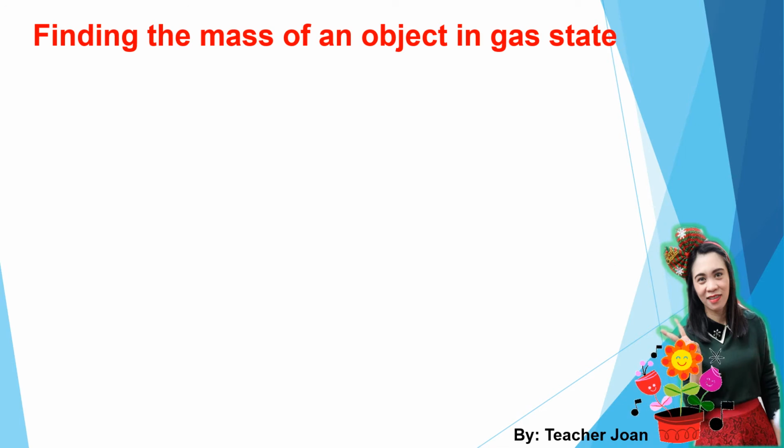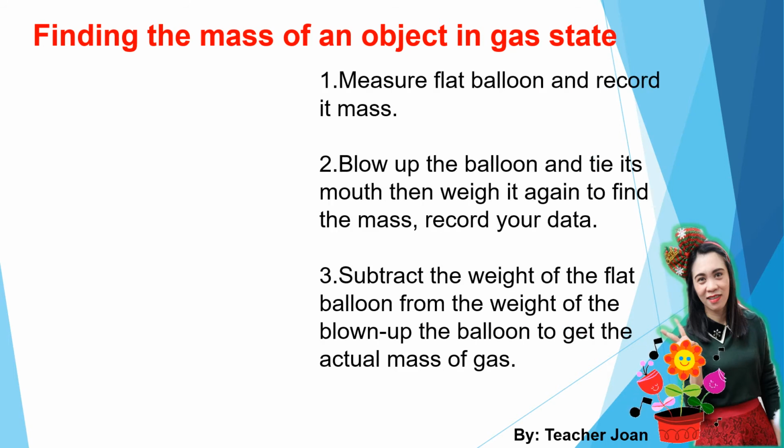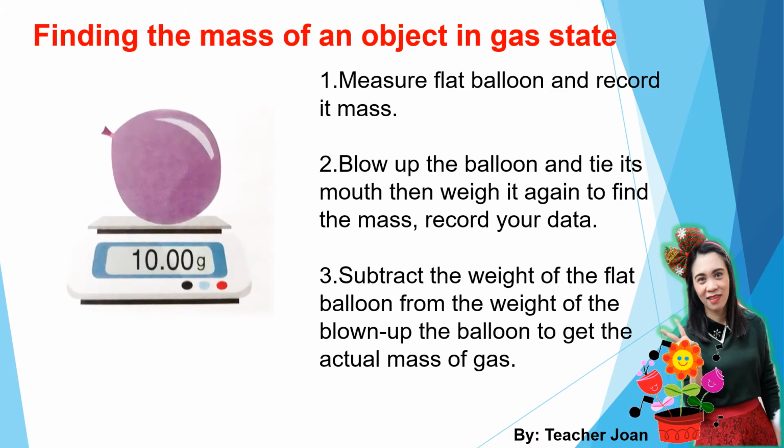Now let's talk about finding the mass of an object in gas state. In finding the mass of a gas state object, we need to follow the steps. Number 1. Measure the flat balloon and record its mass. Number 2. Blow up the balloon and tie its mouth, then weigh it again to find the mass. Record your data, okay? And number 3. Subtract the weight of the flat balloon from the weight of the blown up balloon to get the actual mass of the gas inside the balloon.